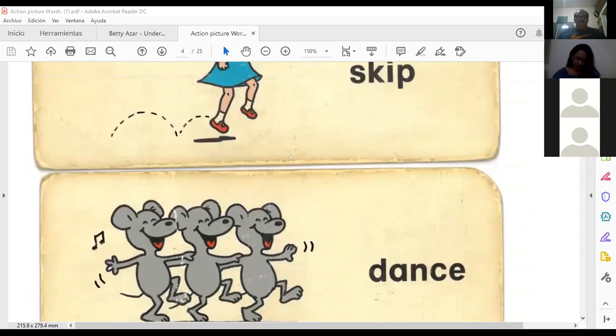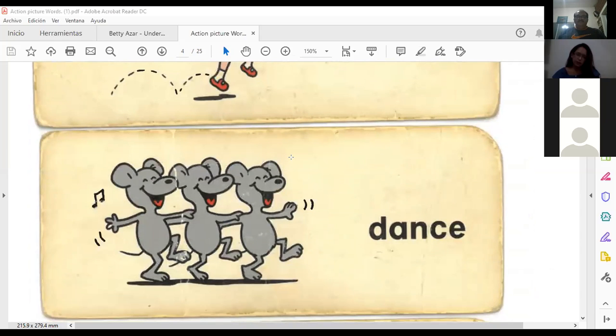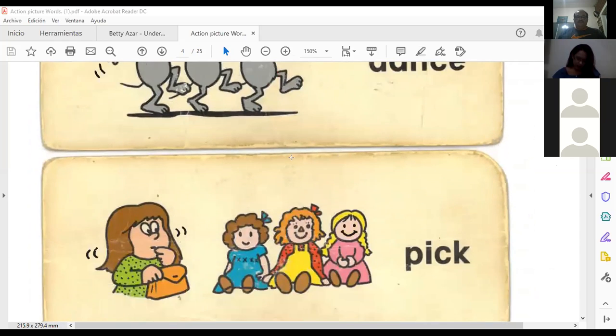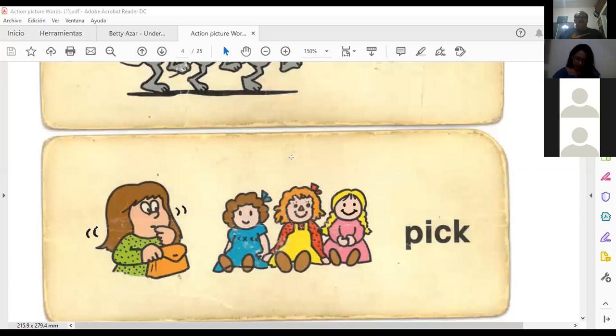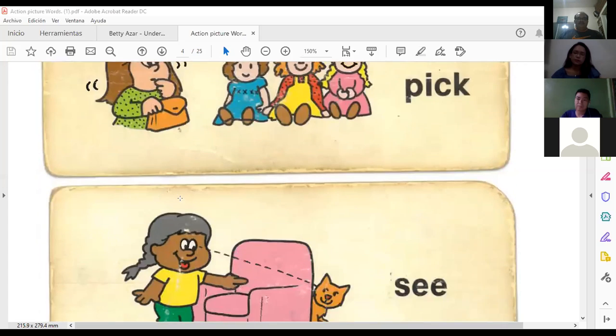Okay, dance, regular verb. And then you have pick. In this case, pick. What is the meaning of pick? Selection. Like you have to select something. To select something that you are looking for. That's to select.